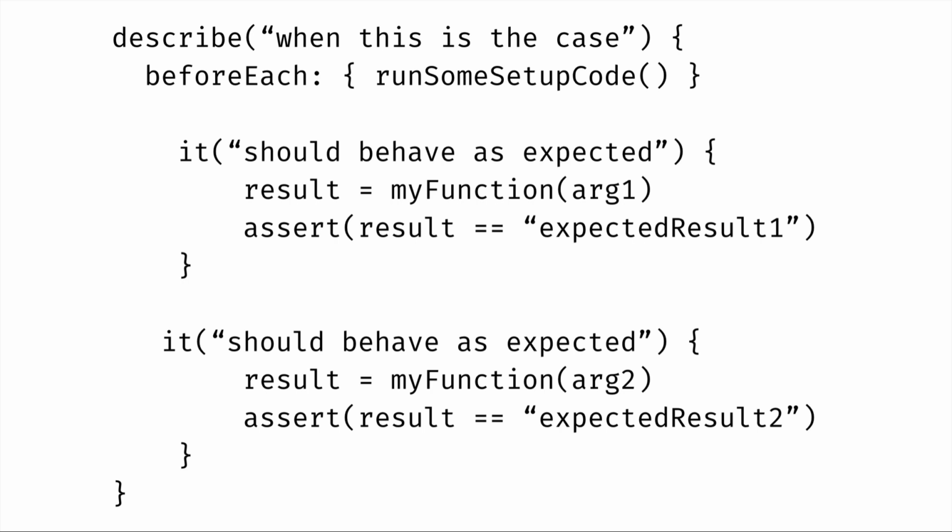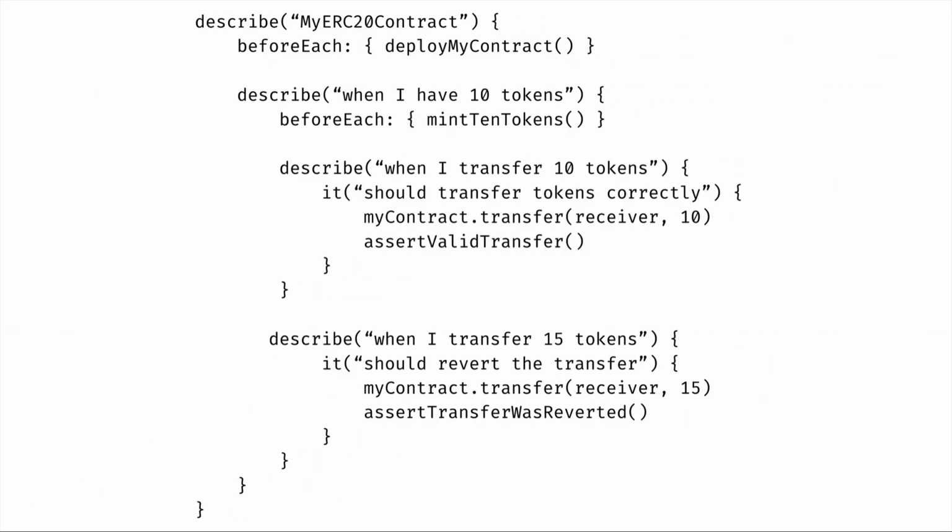So for smart contracts, the setup conceptually usually looks quite similar to this. So here we test our ERC20 contract. We have a high-level describe just with the contract name. Then inside the before each, we deploy the contract to our local blockchain. And then we can actually test the contract. So for example here, we say, when I have 10 tokens, and then again inside the before each, we do the setup for that by actually minting 10 tokens to us. And then when I transfer 10 tokens, it should transfer tokens correctly.